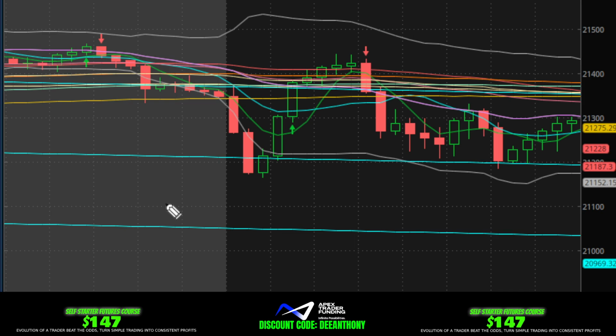This helped me pass an evaluation. It also helped put $200 in my Top Step Express funded account. The setup was very, very simple. I call it the opening drive.